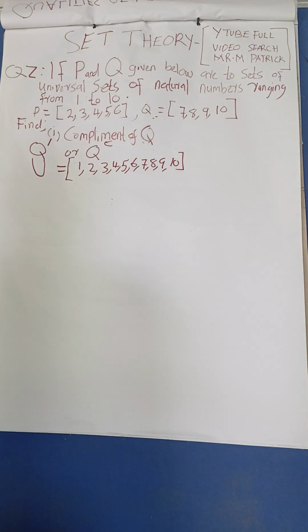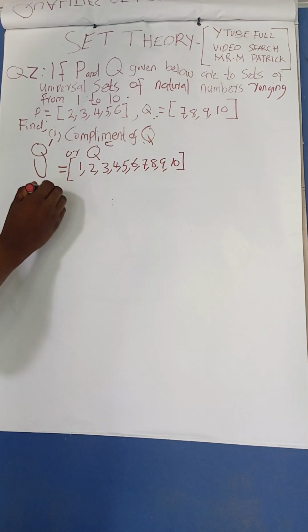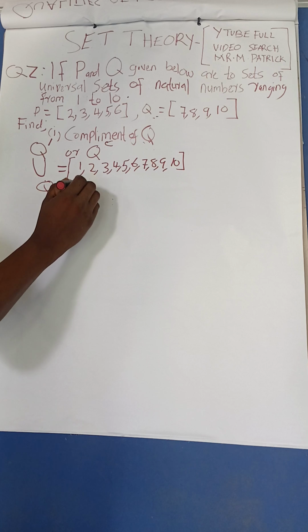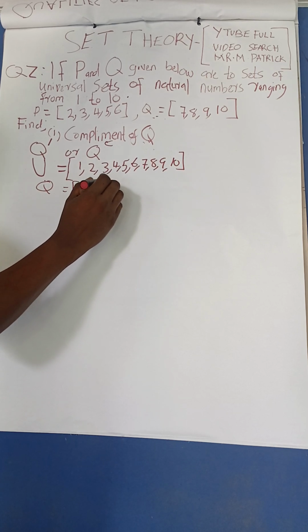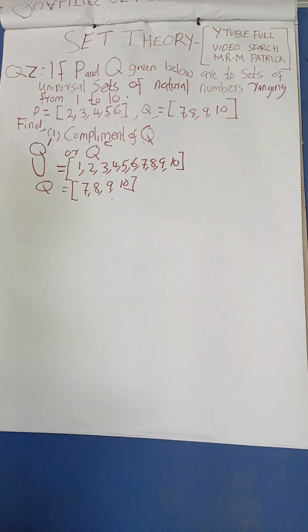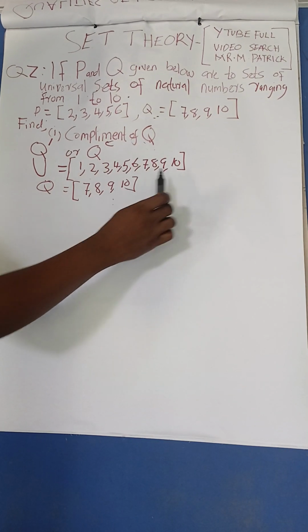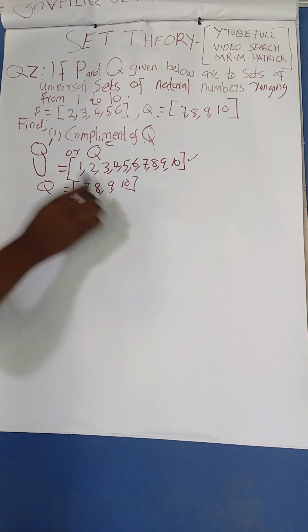And already we had been given a complement. The Q we have been given is what? The set that we have been given is 7, 8, 9, and 10. And I've defined for you a complement. We have been told to find the complement of Q. I've defined for you very well that a complement is just the elements that are in the universal set but are not in the given set.